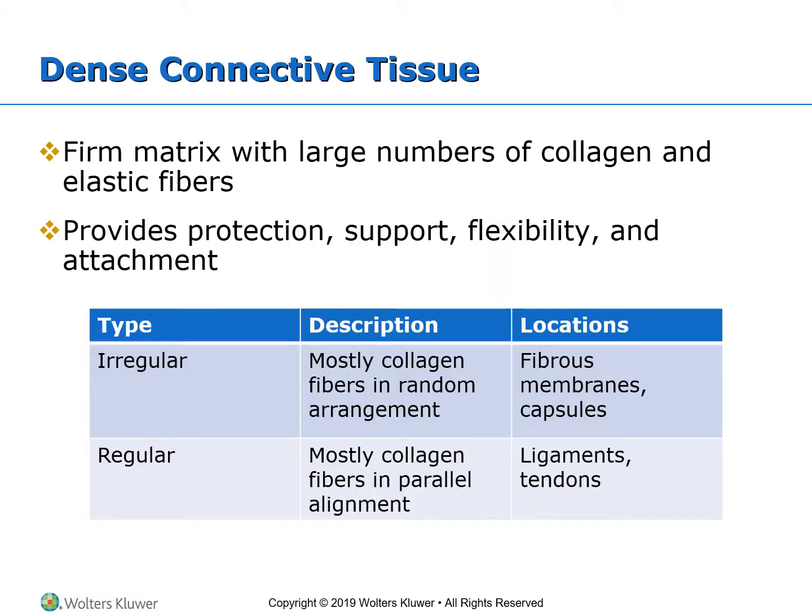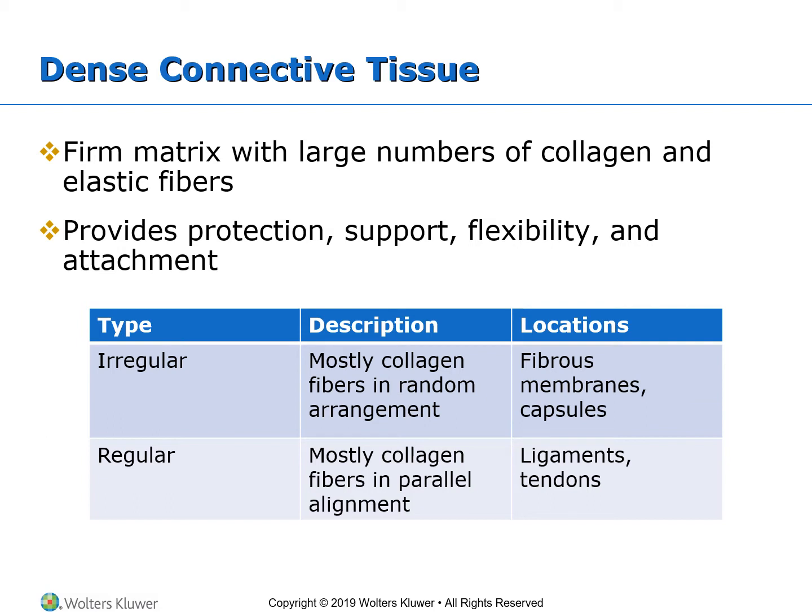The next type of connective tissue is the dense connective tissue. We described the loose one, now we are describing the dense one. The dense one, as opposed to the loose one, will have a firmer matrix that has a bigger number of collagen and elastic fibers. It will still have a certain amount of cells that exist in between those fibers. However, it's a tissue that provides more protection and support. However, it is also flexible and can be used as attachment points.